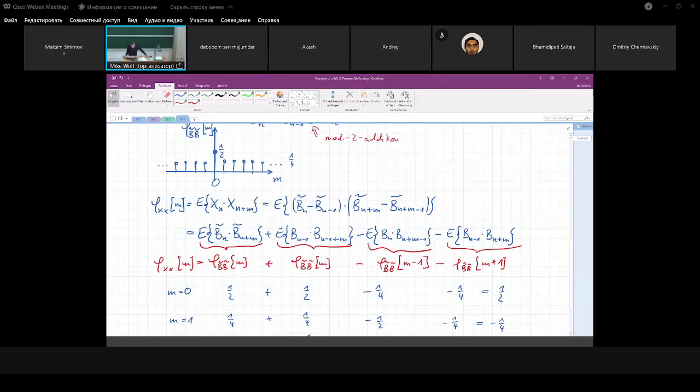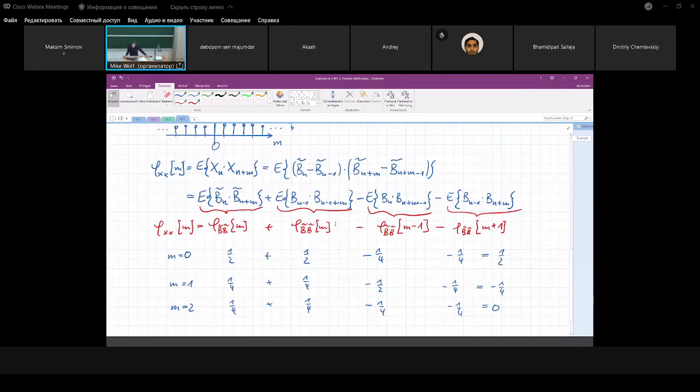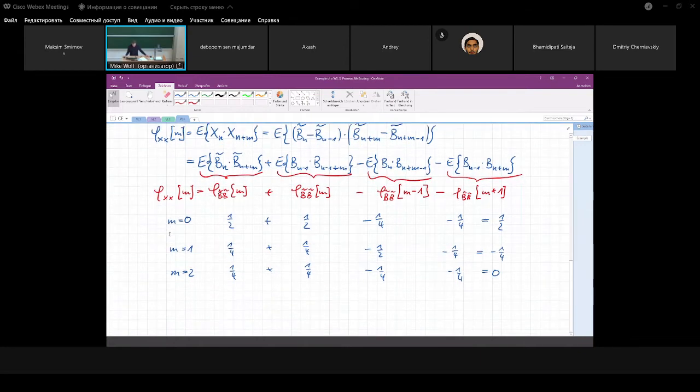Then we said, how can we obtain the autocorrelation function of our code? So we substitute here x_n by b_n, and so on, in an expression where, based on the autocorrelation function of the differentially encoded bits, we can obtain the autocorrelation function of the AMI code. We ended up now in an autocorrelation function which looks like this.